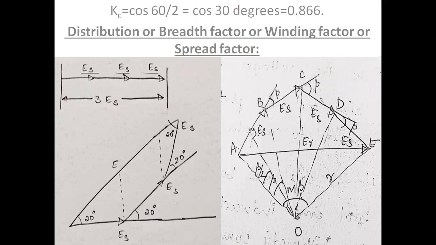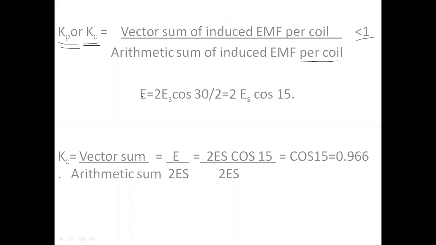I am short pitching by 30 degrees. That means I am connecting the second side of the coil one slot before. Actually, we have to stop at 7, but I am connecting at 6. So the difference will be 30 degrees. Right? Now, the resultant E will be the vector sum of two voltages 30 degrees apart. So now I can say that E is equal to 2Es, the total voltage, into cos 30 by 2.